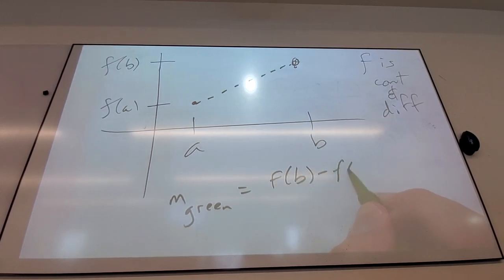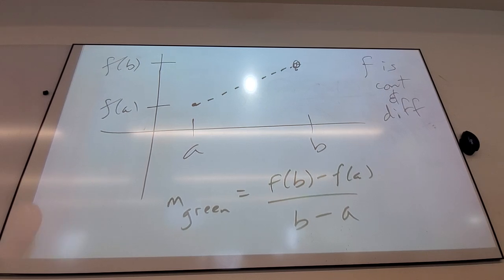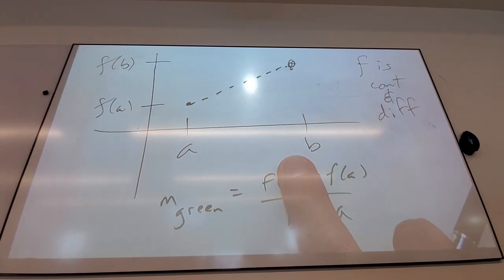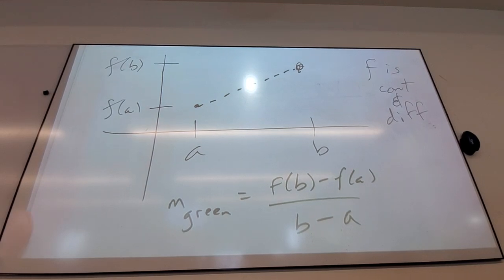y2 minus y1 over x2 minus x1. Yes? Nothing tricky. Has everybody got this drawn to some degree? And if you don't, you don't have to. I mean, you don't ever have to take notes, I guess.